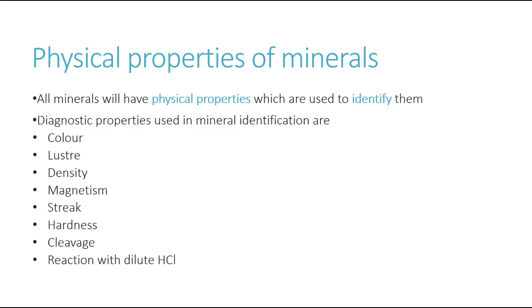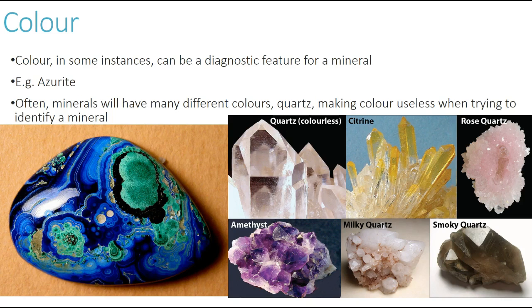So firstly, looking at color. Color can, in some instances, be a diagnostic feature for a mineral. An example would be azurite or malachite. They have very distinctive colors that really only occur in one mineral. But often, as we know, minerals come in many different colors, which makes color useless when trying to identify a mineral. So here we have 6 different versions of quartz.